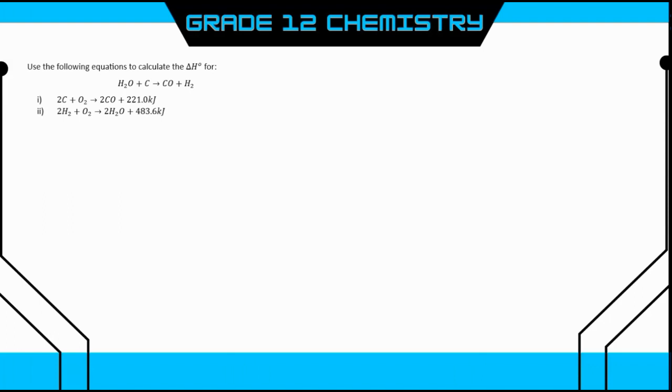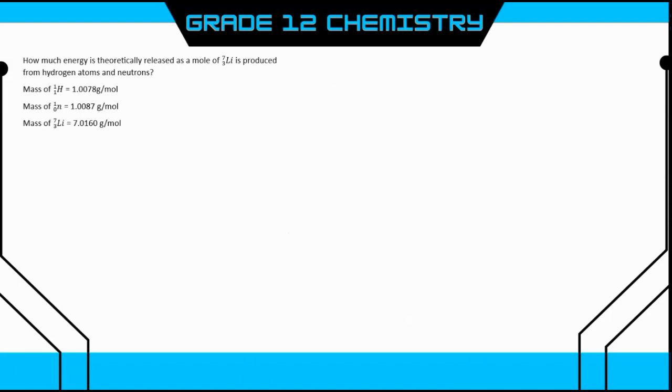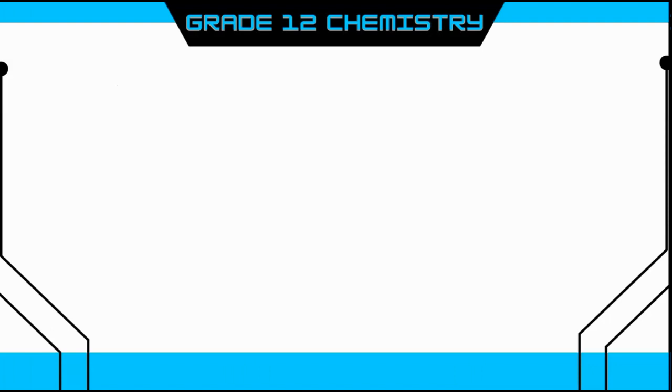And then we're going to do a question on Hess's Law and enthalpies of formation. And then we're going to look at nuclear equations. And finally, E equals mc squared. So those are the questions we're going to do. If you only are interested in one or two, you can skip to them in the video. Otherwise, let's get started.